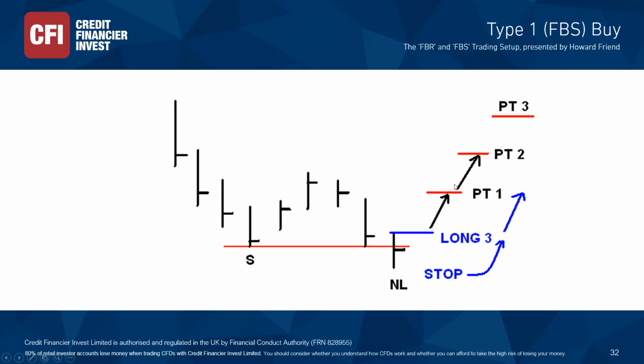But if that doesn't happen and the market continues higher, we sell another unit at PT2, we move our stop up again to PT1, and then hopefully we either get to PT3 if we're going to use PT3, or we just get out on the time exit after 3 to 5 bars.